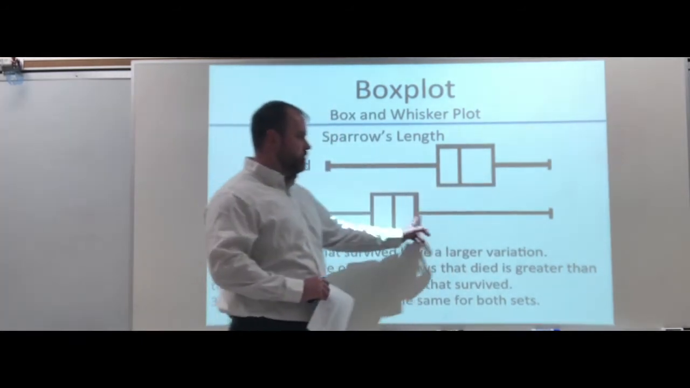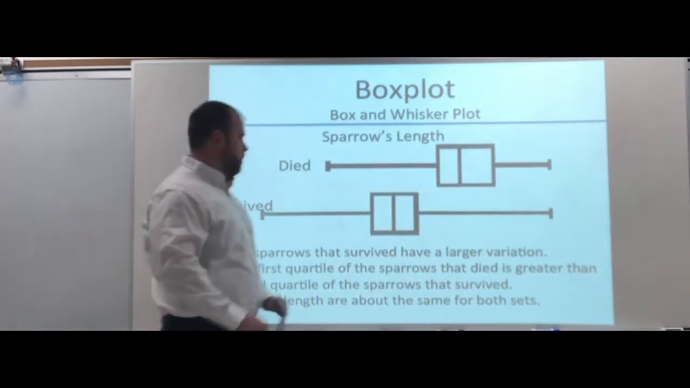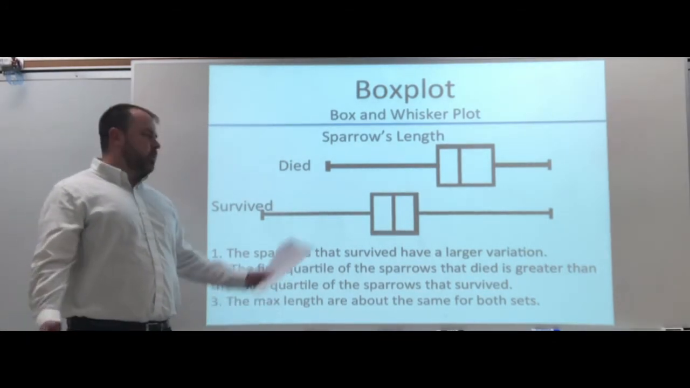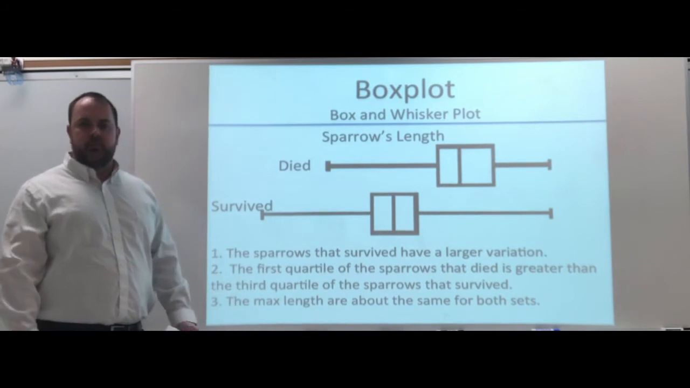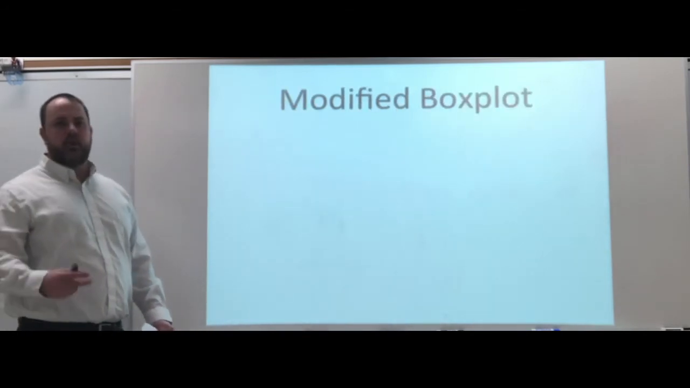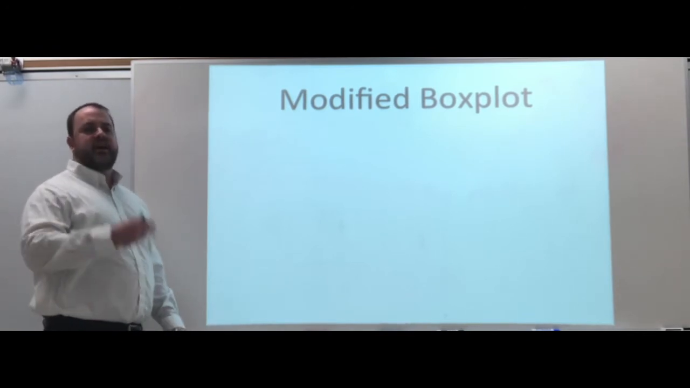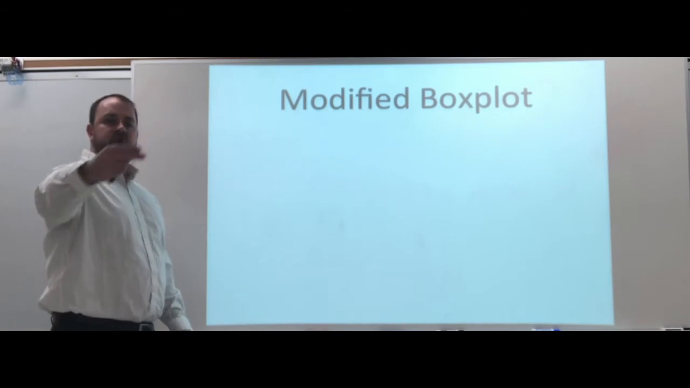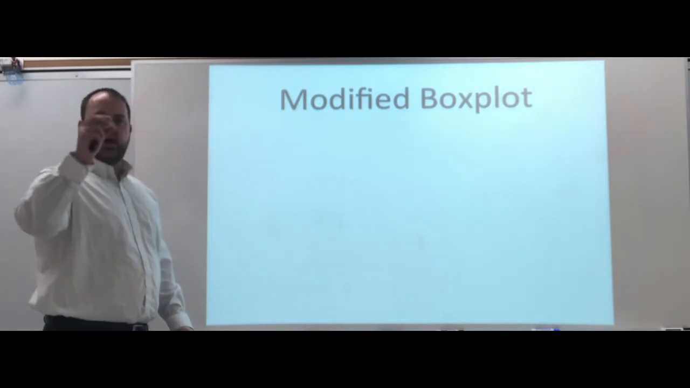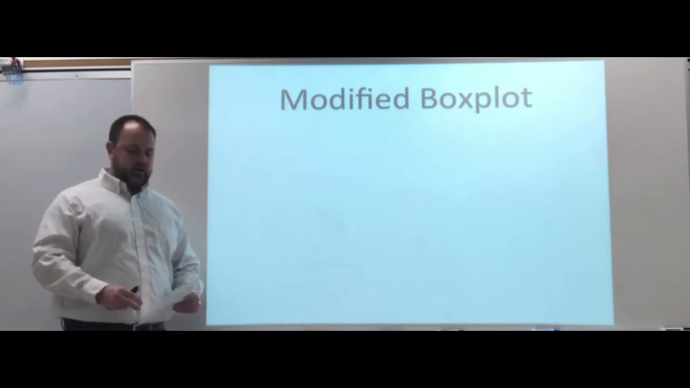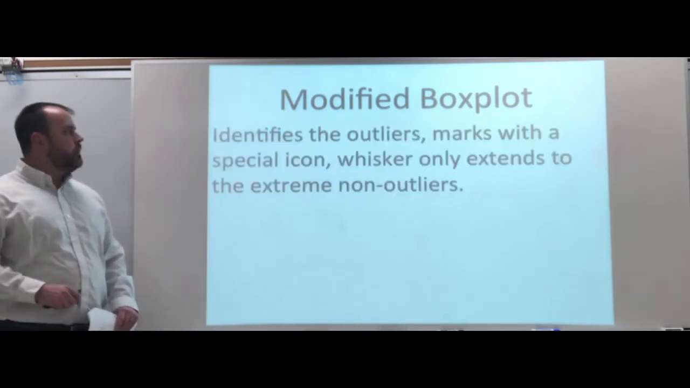And that's why we have this whisker so big for the ones that survive, the upper 25%. If there's one point very far away, there's a chance it might be an outlier. So what we're going to look at now are modified box plots. Modified box plots are box plots that have the outliers pointed out. So the whisker won't go all the way to the outlier. It'll be slightly shorter, and there'll be asterisks or some symbol to show that there are outliers there.